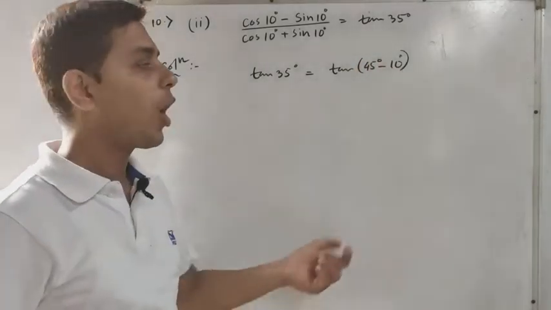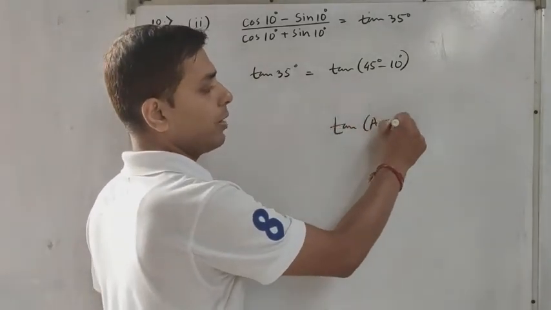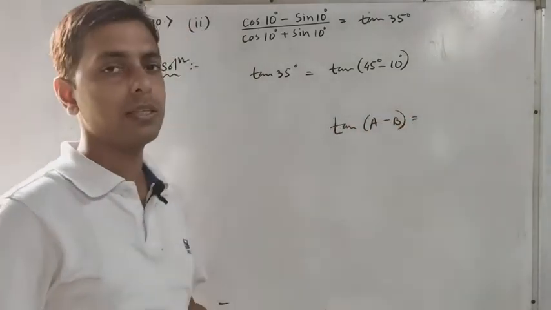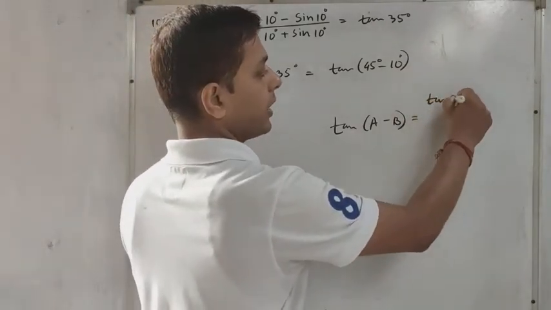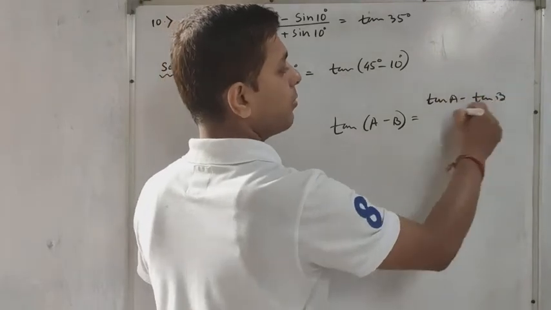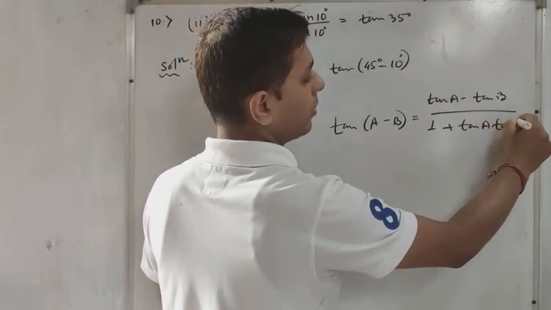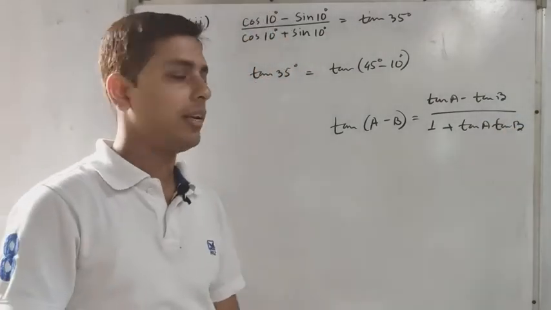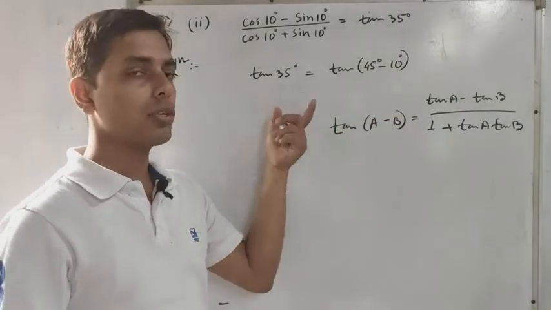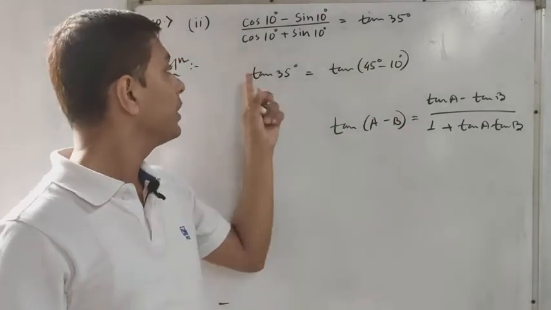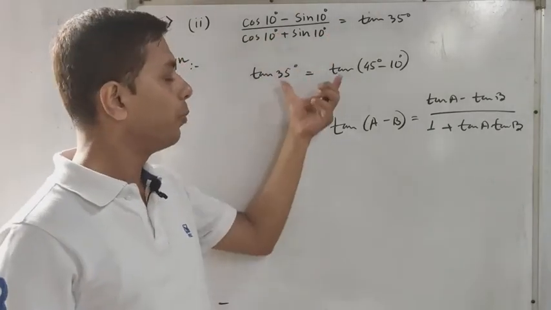All right, now it is of the form tan A minus B. Tan A minus B, the identity was there, that is tan A minus tan B divided by 1 plus tan A into tan B. So this identity we are going to apply here. After that, we do the same process whatever we did for the tan number 1 question. Okay, so I hope you will try this.